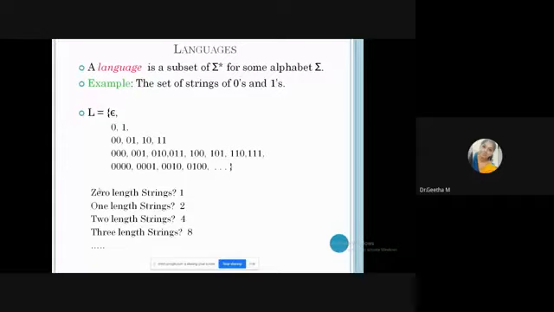Find out the two-length strings here, totally two-letter combinations, so four two-length strings you will be getting. Then three-length strings, eight combinations. Likewise it will keep moving. So up to this I have given the concepts of what is an alphabet, what is a string, and what is a language. These are all the terminologies we should have before starting finite automata.